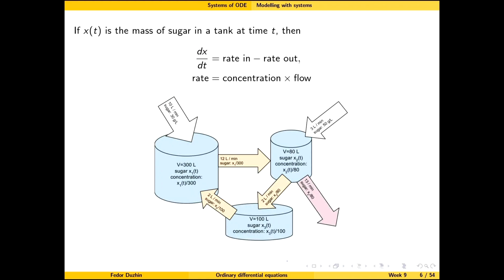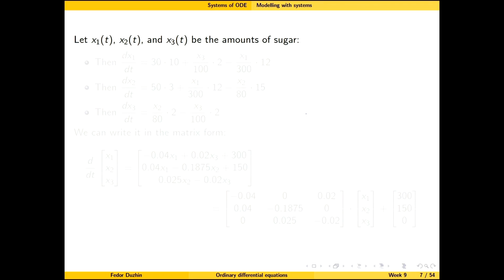So you can imagine that the rate in and the rate out is going to be measured in grams per minute. Concentration is measured in grams per liter, and flow is measured in liters per minute. So when you multiply concentration times flow, liters cancel, and the remaining part is just grams per minute.